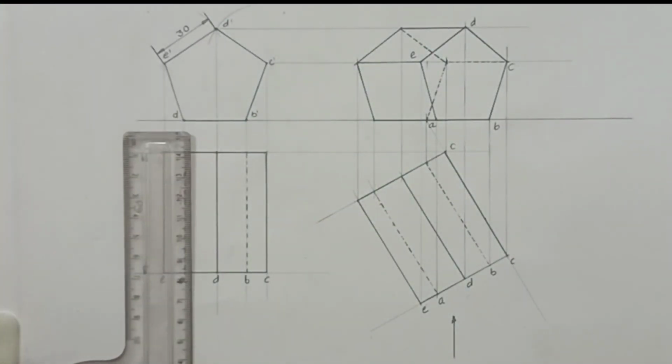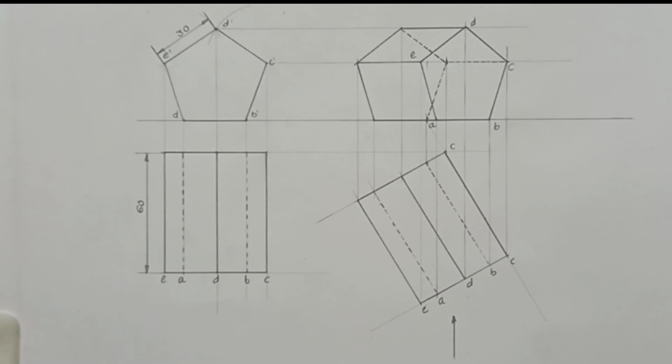So all visible and hidden portions are completed. So the complete solution is available. Control the line thickness and darkness, especially the projection lines, which should be very faint.